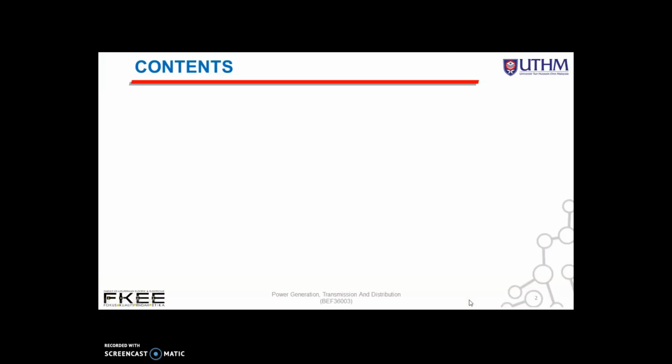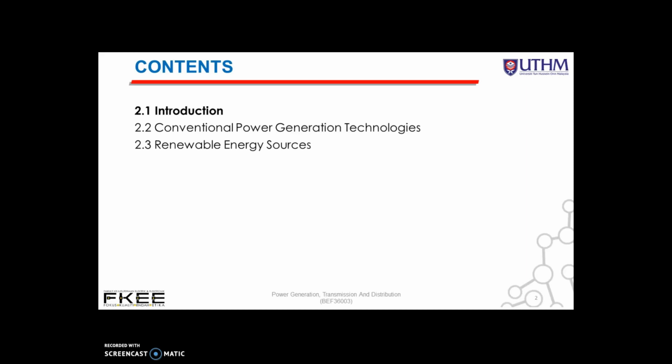Okay, so this is the contents of chapter 2, which consists of, first, the introduction on the electric power generation. Then we go to the conventional power generation technologies, which are the existing power generation technologies that have been implemented, especially in Malaysia. Then the renewable energy sources, which are the energy sources that replace the existing power generation technologies nowadays. Then we have the distributed generations, which is the DGs. And finally, some of the economics of power generation.